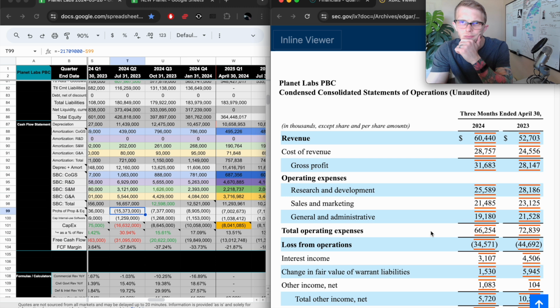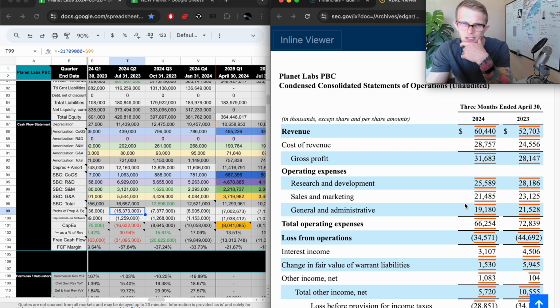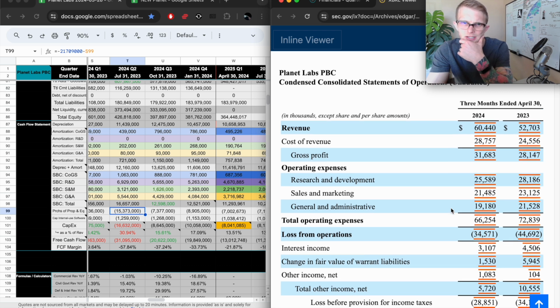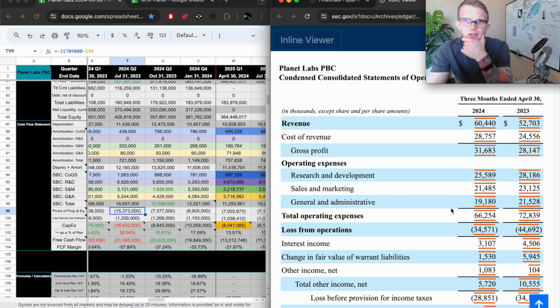Okay, so 52.7 to 60. The cost of revenue. Okay. Gross profit 28.1. This is up to 31.6. Interesting. R&D is down. Sales and marketing is down. General and administrative is down. Love it. Okay. That's looking good.